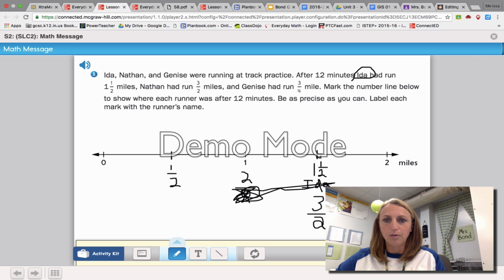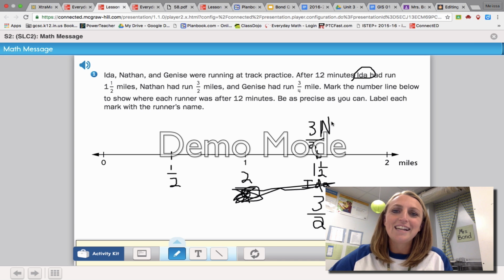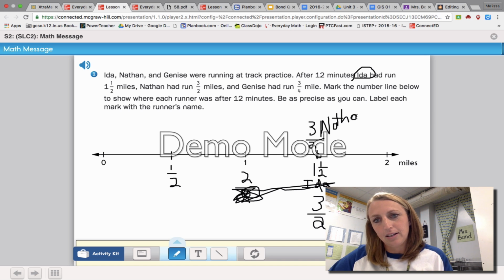Nathan also was at this distance after 12 minutes. So we're going to rewrite our 3 halves up here, and you're going to label yours Nathan. We're going to ignore my scribbles down there. Nathan.